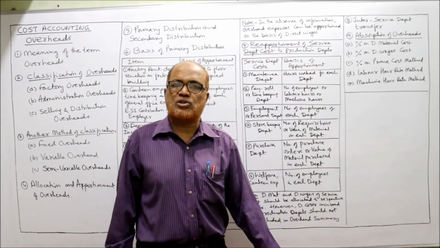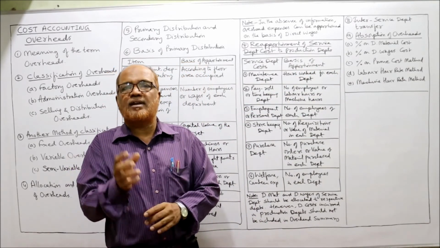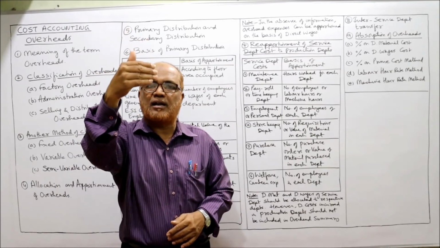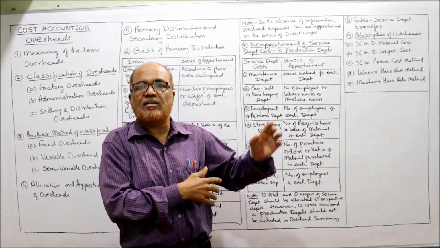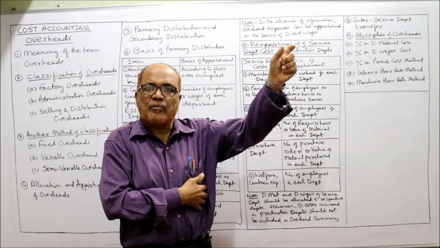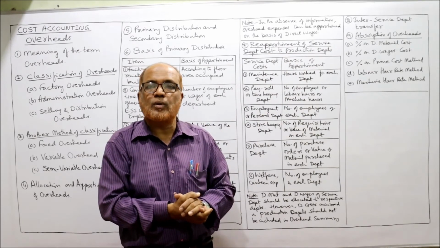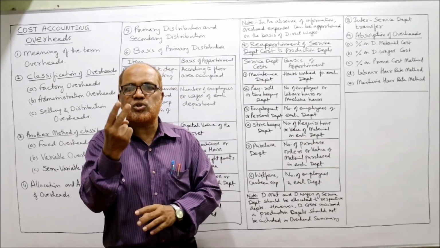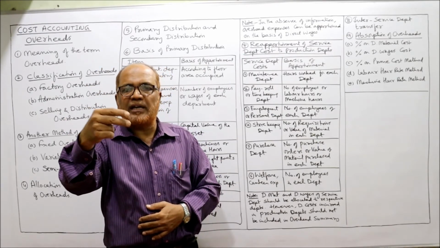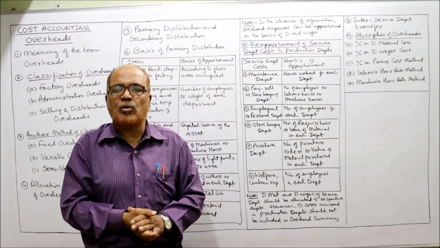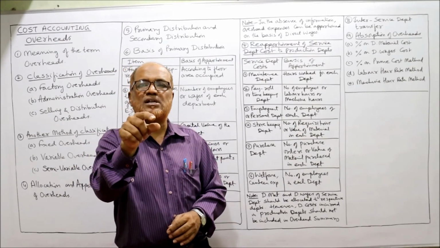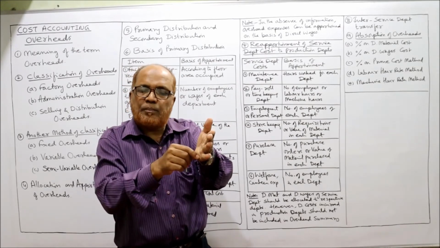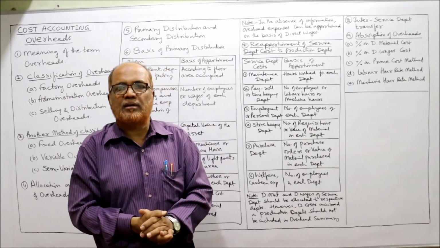Next, percentage of prime cost. Some organizations calculate the percentage of factory overhead on prime cost. Prime cost consists of direct material, direct wages, direct expense. Last year we calculate how much was the prime cost. Let it be 20 lakh rupees. Factory overhead was 2 lakh. So 2 lakh divided by 20 lakh into 100, 10%. So factory overhead is 10% of prime cost. In the current year, we calculate the prime cost, and on that prime cost, we charge 10% as factory overhead. This is the third method.